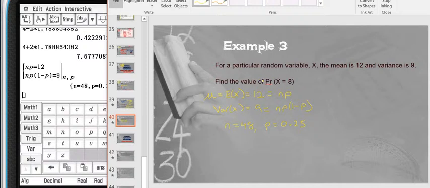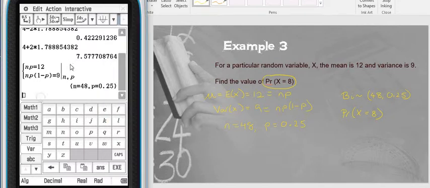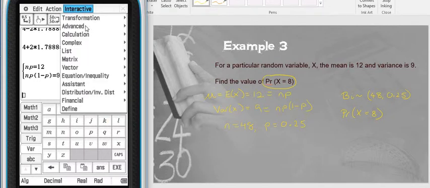We then want to find the value of this. Remember, when we're finding probabilities, our notation is that we say our function is binomial, our little squiggly line. Our n value is 48 and our p-value is 0.25. And we're trying to calculate the probability that x is equal to 8. Let's just do it on our calculator again, the quicker, easier way.